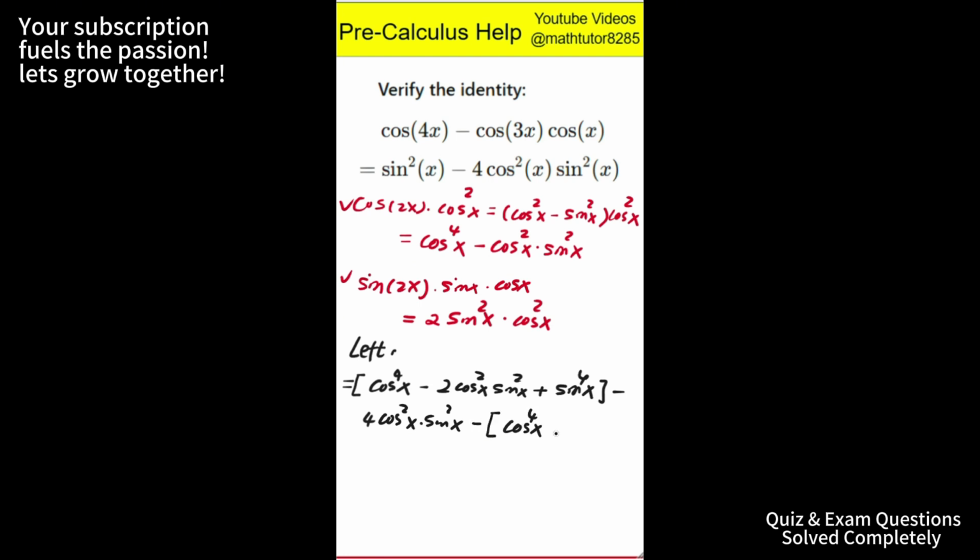Next subtract cosine to the fourth power of x, and add cosine squared x times sine squared x. Then finally add 2 times sine squared x times cosine squared x. Now simplify. The cosine to the fourth power terms cancel out.